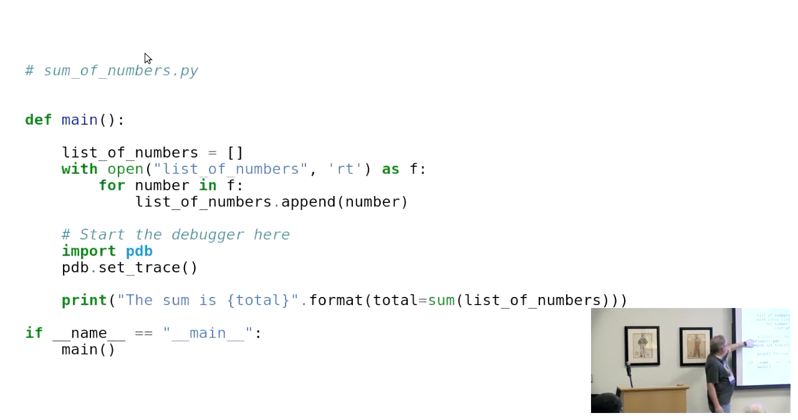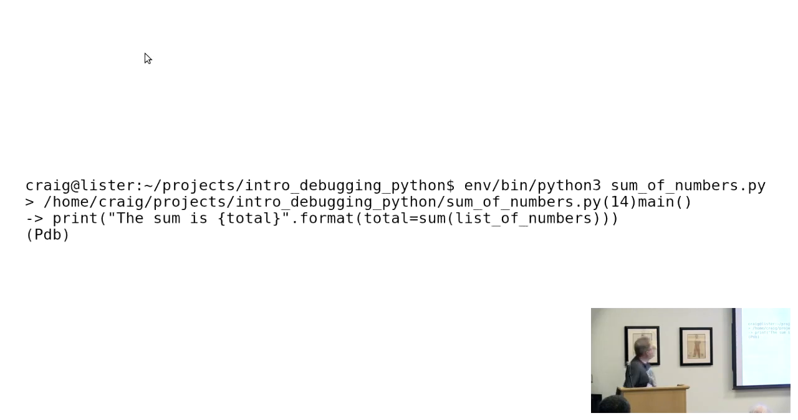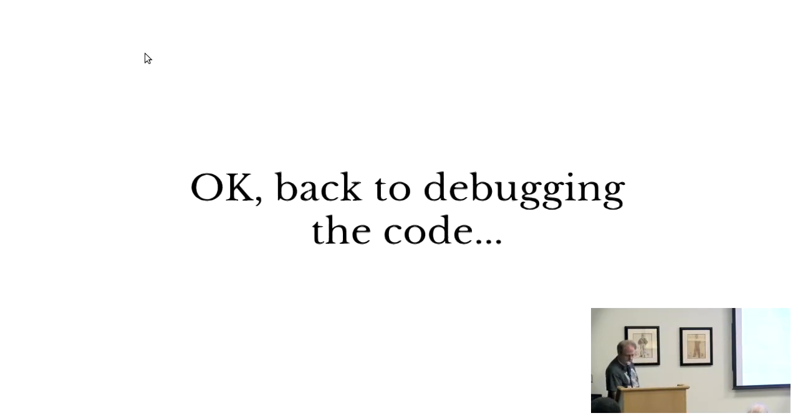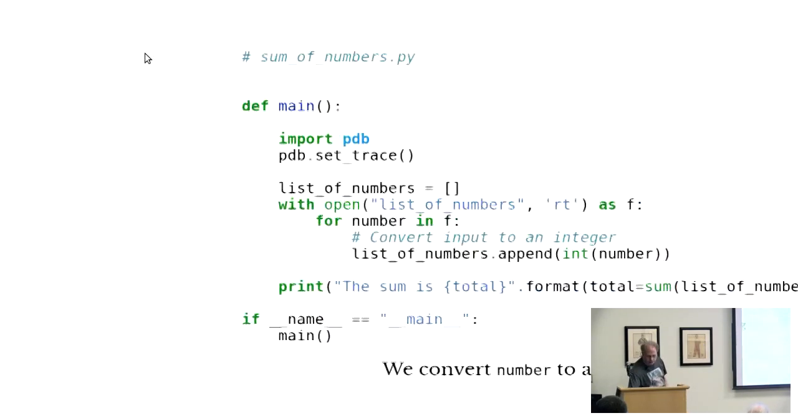So instead of putting in the breakpoint, we can put the import pdb and then pdb.set_trace in the file itself. So I won't have to actually tell it, okay, this is where we're going to break. It will just automatically break. If I run the file directly, python3 sum_of_numbers, then boom, it pops over into here, and we're back to our pdb debugger. Okay? Back to debugging the code.